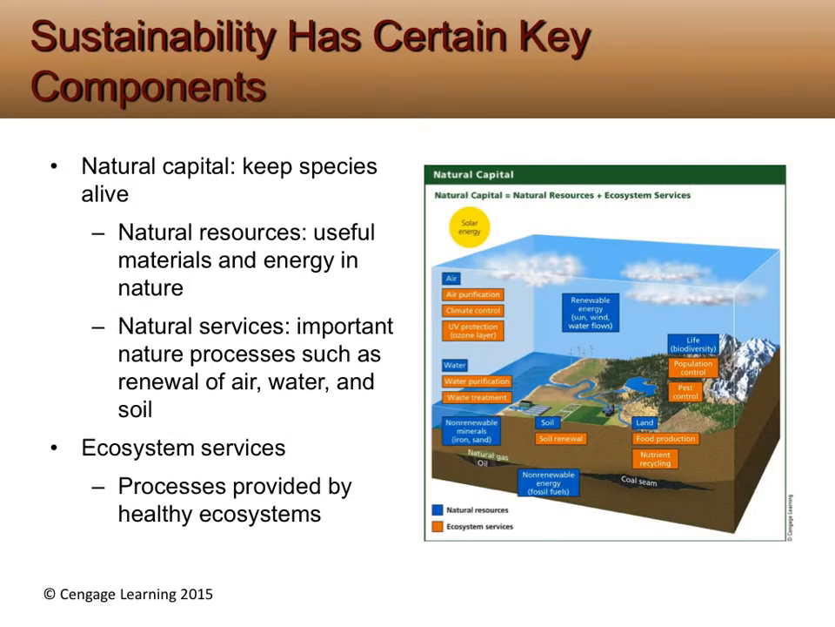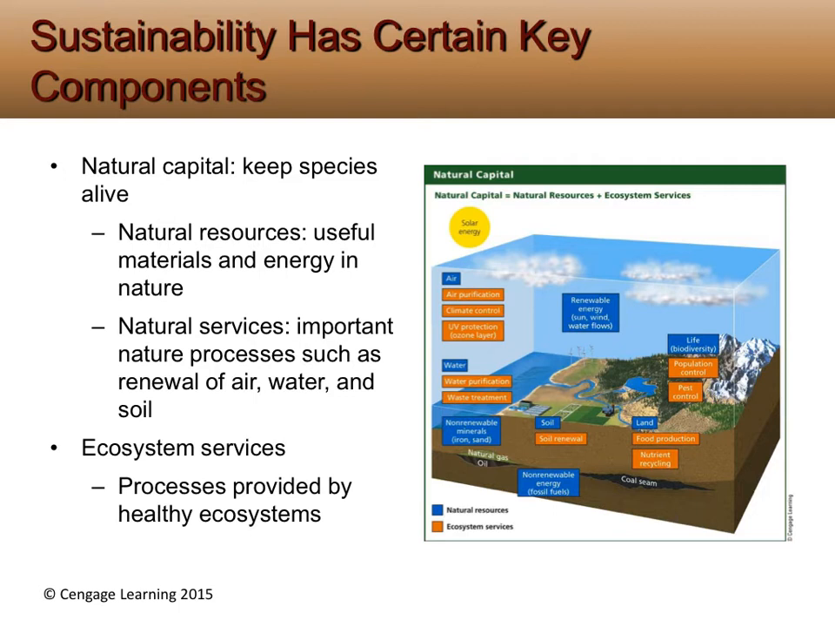Sustainability does have certain key components that help keep us alive. We need natural capital. It keeps species alive. This includes two things, natural resources and natural services. Natural resources are useful materials and energy in nature. Things like food, water, shelter. How do we get shelter? We get it from wood products oftentimes, or we get it from rock structures to make cement.